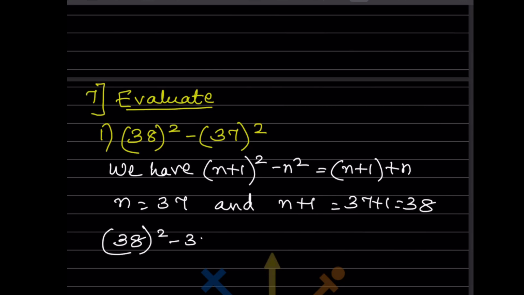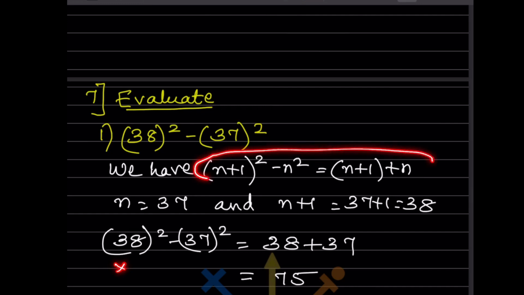38 square minus 37 square. So this is going to be what? Can you see for this one? That will be n plus 1. So what is n plus 1? N plus 1 we got here as 38. So we'll write here 38 plus n. So what is n? n is 37. So we'll write here plus 37, which is equal to, when you add these both, you will get 75. So you don't have to do direct multiplication, but you have to use this formula and get the answer.